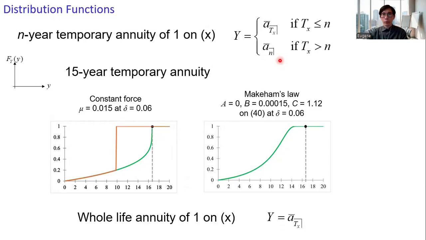Therefore, for the first portion, the graph for the n-year temporary annuity is the same as the graph for the whole life annuity until reaching the maximum value for Y. In this case, the maximum value for Y is a-bar angle n, or a-bar angle 15 here. At this maximum value for Y, the CDF jumps from this point to what?